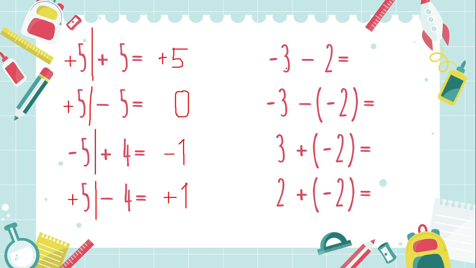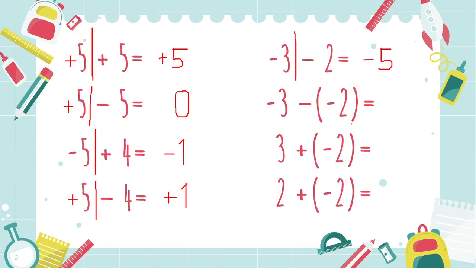So let's have another example here. We have negative 3 and negative 2. Both numbers have signs on its left side, so all we need to do is to separate them. Then we have here a negative 3 and a negative 2. We have two like signed numbers, so all we need to do is to add them together. So you have 3 plus 2 is 5, and then just copy the sign of the two numbers, which is negative.